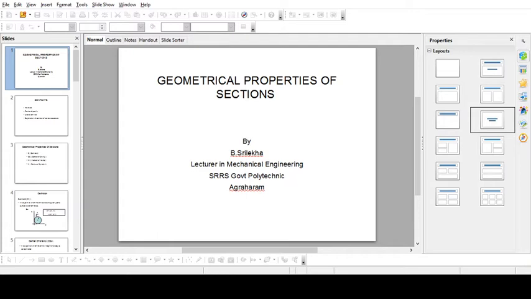You can also write that centroid is defined as the point on the plane figure where the total area is assumed to be concentrated. So the centroid of a circle is d by 2 and d by 2. Next, center of gravity. Center of gravity is nothing but the point at which the entire weight of the body is said to be concentrated.